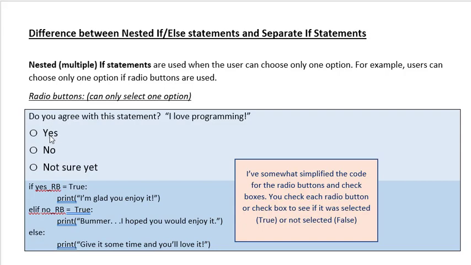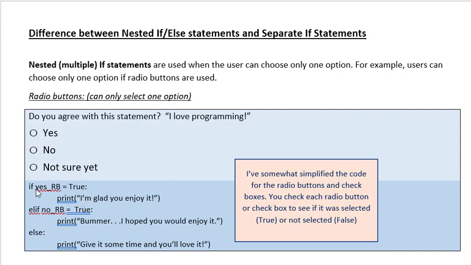So if the user selects yes, then we don't need to check these two, right? So if yes is not selected, then it will go down and check the next radio button, which is no. If it's true or if it's selected, it will drop out. It doesn't need to check this one. If it checks this one and it's not selected, it will go to this one. If it's not selected, by default, it will assume that this one is selected because you only have those three choices. So that's what we're looking at.